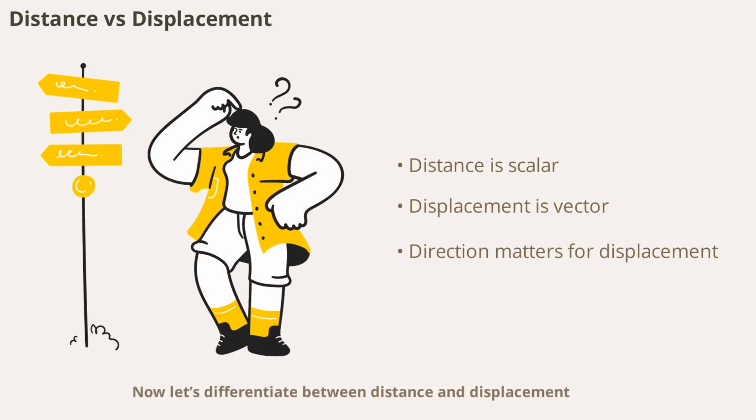Now let's differentiate between distance and displacement. Distance is the total length of the path traveled by an object regardless of direction. It's always a positive value and is a scalar quantity. Displacement, as we discussed, is the shortest straight line distance from the initial to the final position, and it can be positive, negative, or zero depending on direction. This distinction helps us understand not just how far an object moves, but also in which direction.